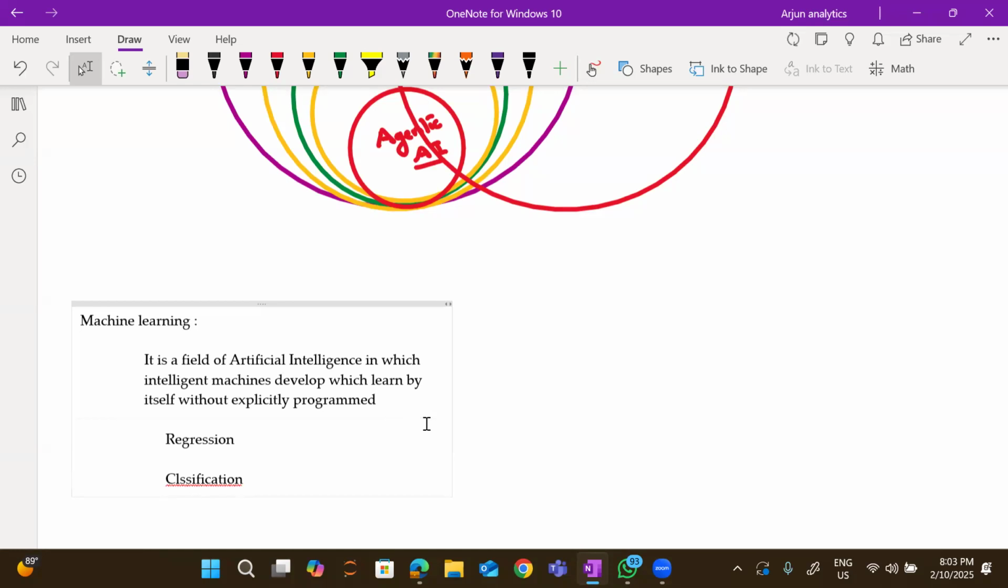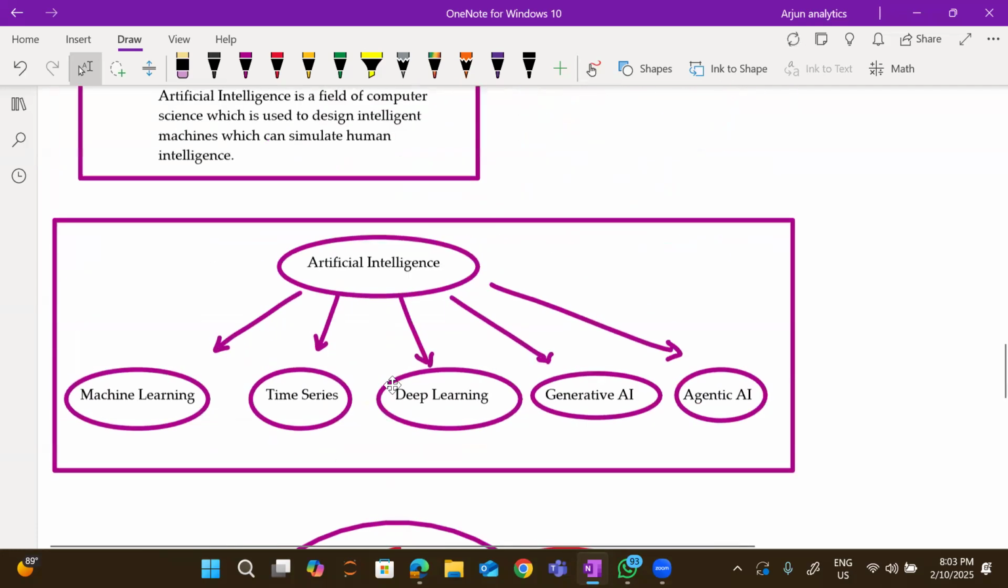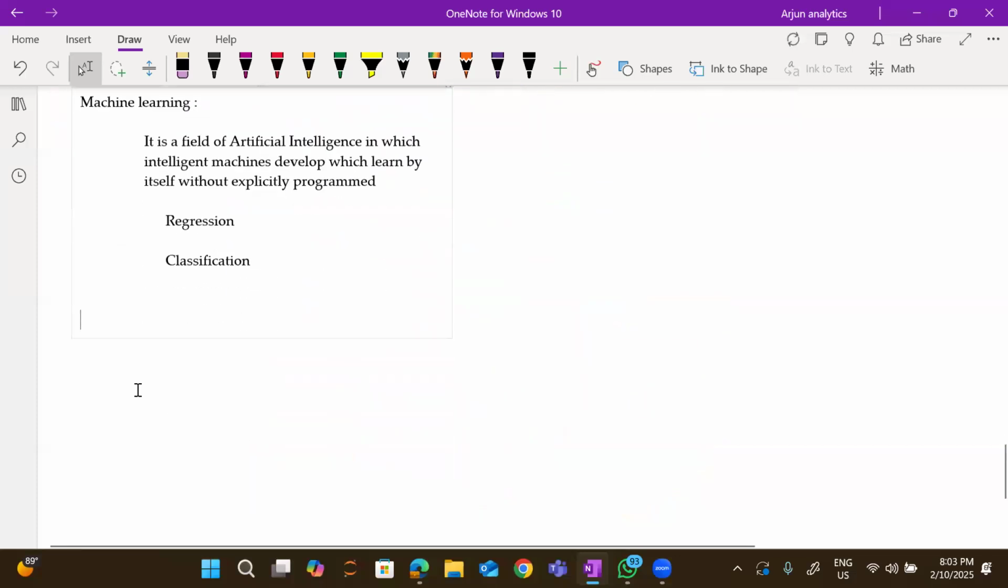Okay, we use two types of problems: one is regression, the second one is classification. Now again, we are not going to spend time on machine learning. We will be spending more time on deep learning. Okay. Now, there is something called deep learning. What do you mean by deep learning?